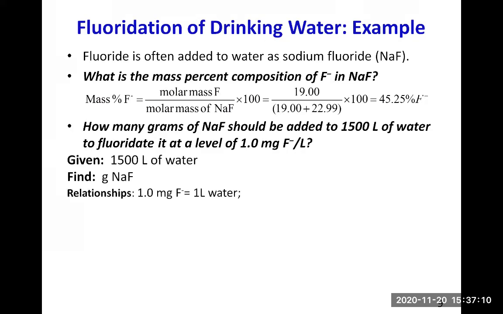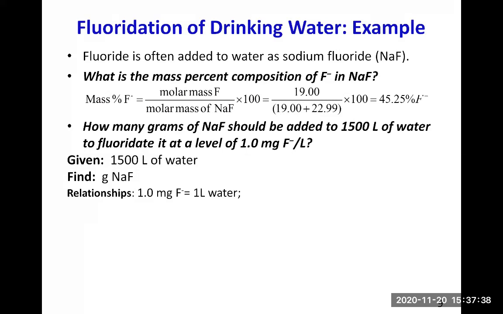So this level of fluoridation can be written as a conversion factor because it's milligrams of fluoride per liter. It's per liter of water. So in 1 liter of water, we want 1 milligram of fluoride. That's what it means. So mathematically, we can write this as 1 milligram of fluoride equals 1 liter. That's what we want.